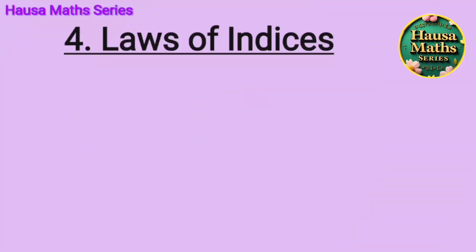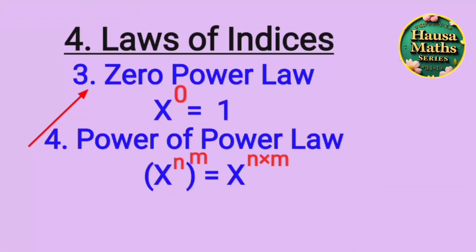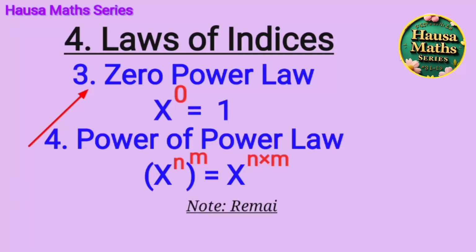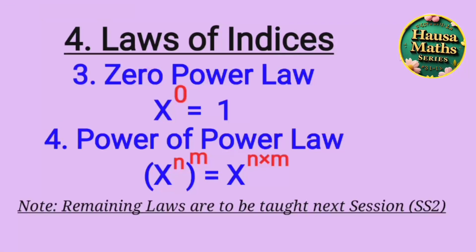Next we have number 3, the zero power law: every variable raised to the power of 0 is 1. We are going to see complete examples in the next explanation. So these are the rules or laws of indices.